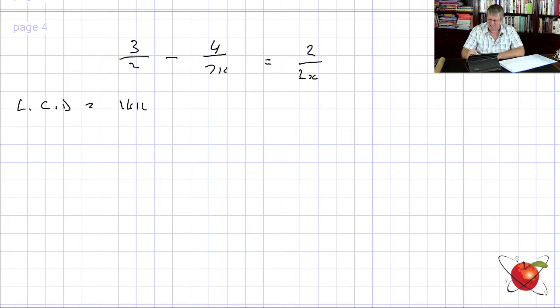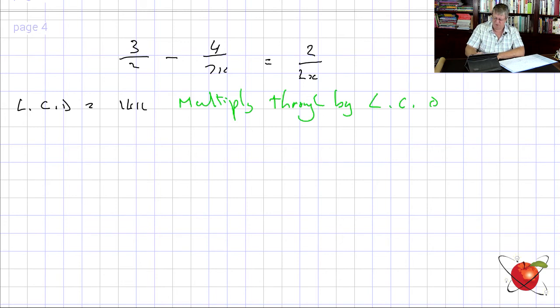Now, let us say that we then say, okay, multiply through by the LCD, all right? So, let's do that. Okay. We've got 3 over 2 minus 4 over 7x equal to 2 over 2x. Now, what am I doing? I'm multiplying through, but I must multiply each term by 14x.